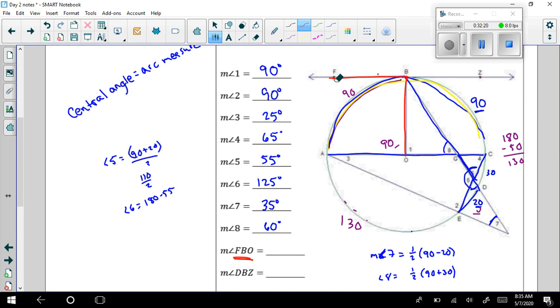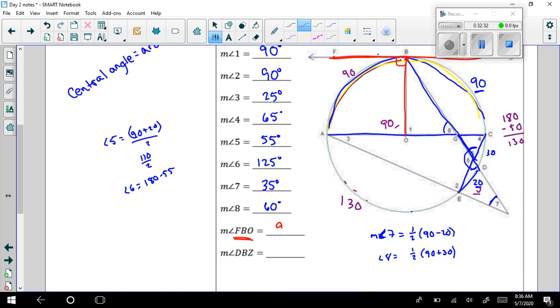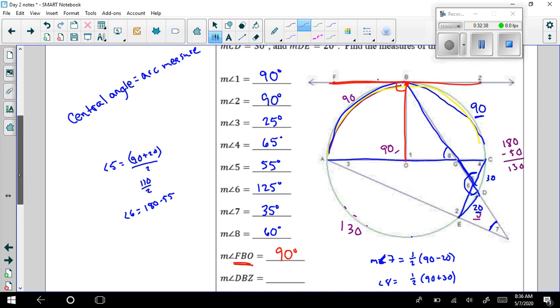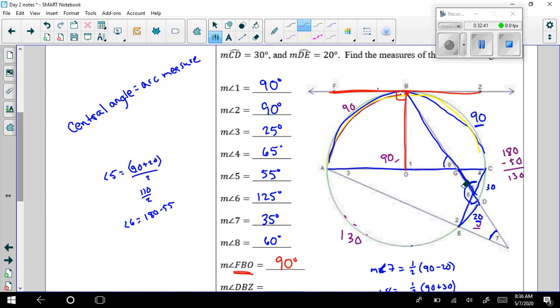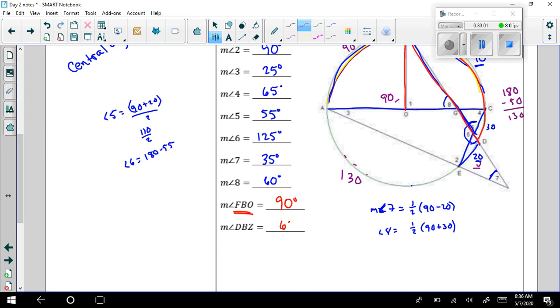But it's also, I think that's a tangent line. Yeah, BZ is tangent. So this is tangent. B is your point of tangency. So this is automatically 90 degrees. We don't need to do all of that. So 90 degrees. And DBZ, this one right here. That one is in the circle. And so it's half of the intersected arc. Your arc goes 90 and then 30. So 90 plus 30 is 120. And half of that is 60.